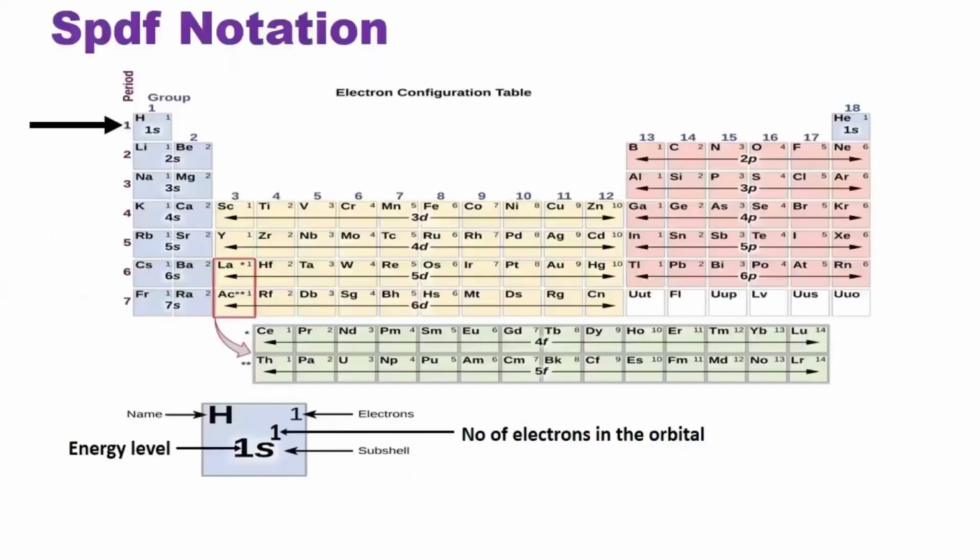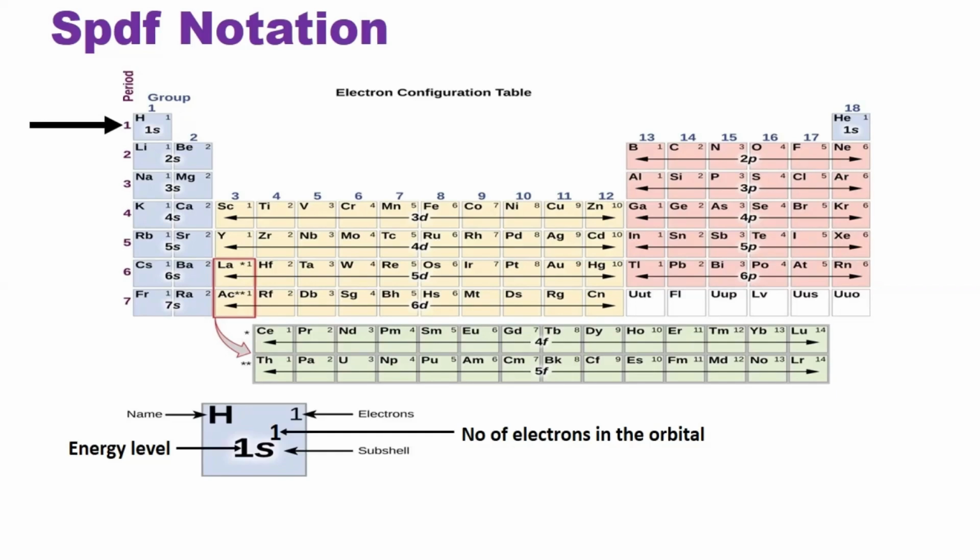Now let's talk about SPDF notation. So what is SPDF notation? This method specifies where electrons are located. When we take hydrogen as the example, hydrogen is the first element in the periodic table. It is in the first period, first group, you can observe the hydrogen atom.